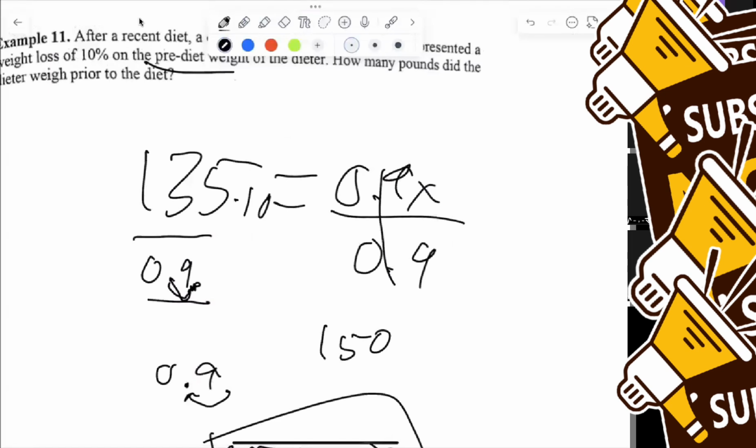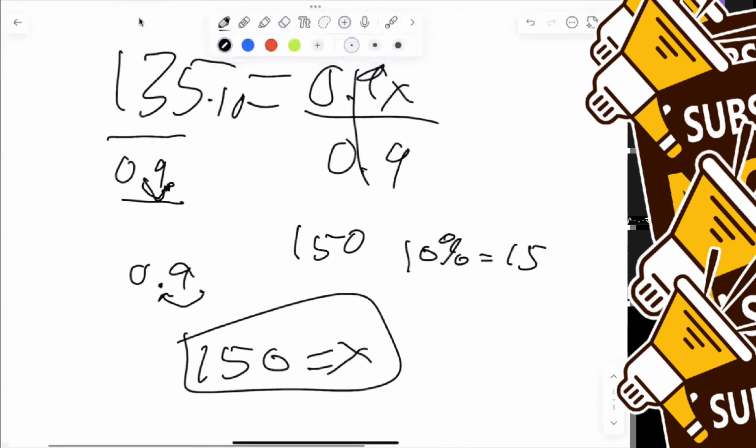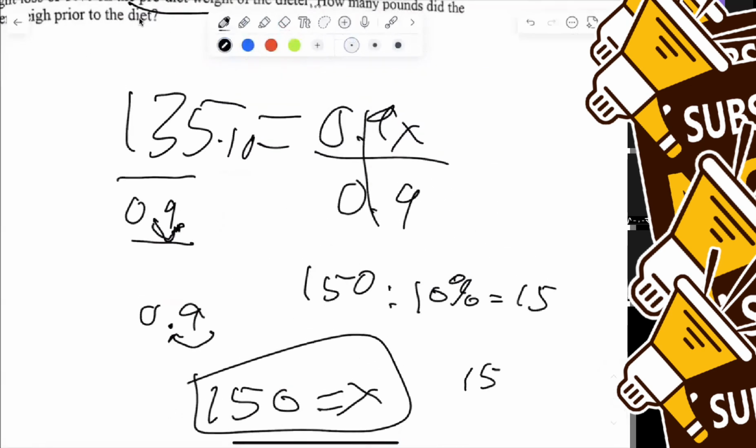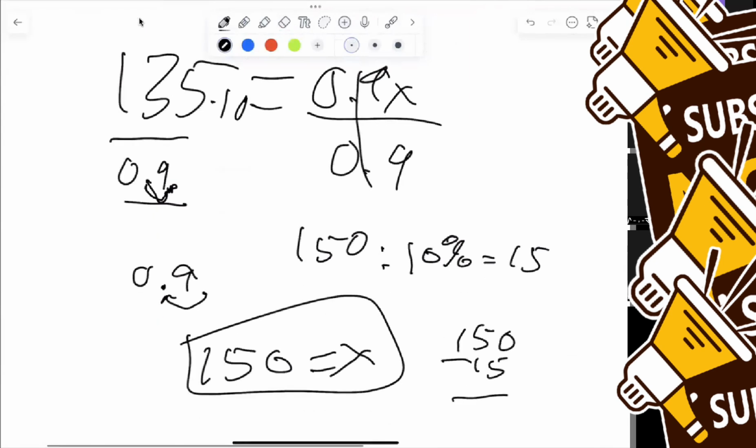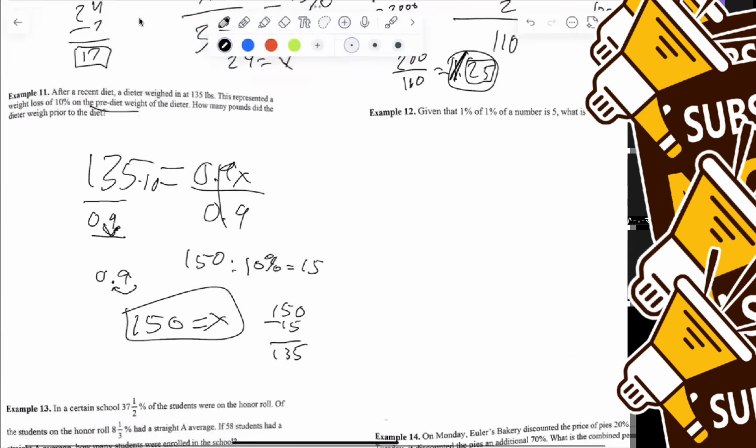Now you can test it out. 10% of 150 is equal to 15. Sorry, you guys can't read the writing. And 150 minus 15 is indeed 135. That's a 10% loss. So that's right.